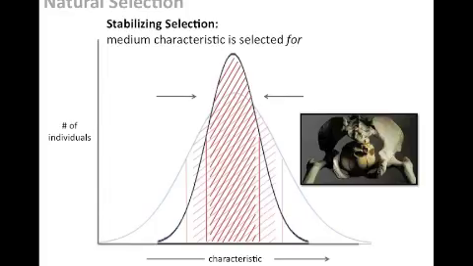Our next type of natural selection is stabilizing selection. In stabilizing selection, the average characteristic, or the median characteristic, is selected for, and so our range of variation here is constricted. The extremes are selected out, and instead everyone ends up being grouped very tightly around this median range. An example of stabilizing selection would be neonate head size, the size of our babies' heads when they're born. There's some variation there, but they're roughly the same size when they're born.